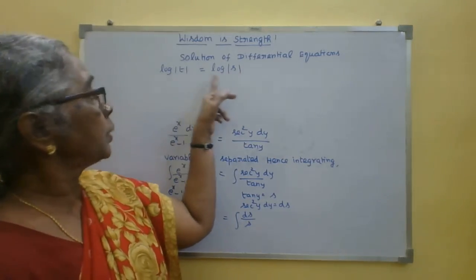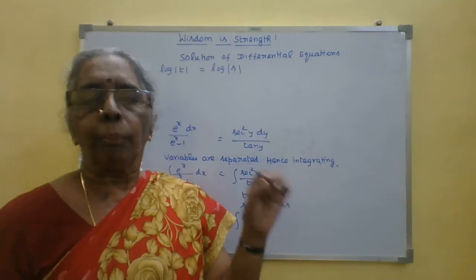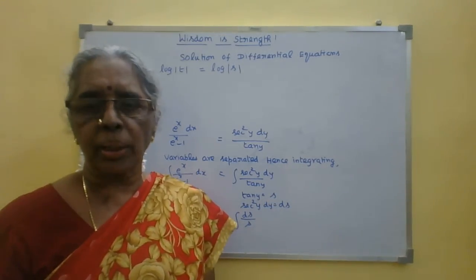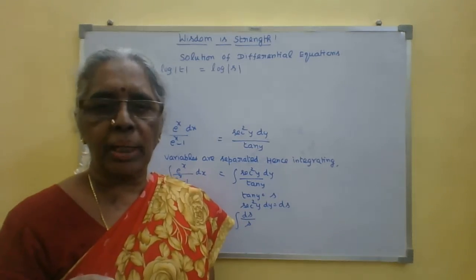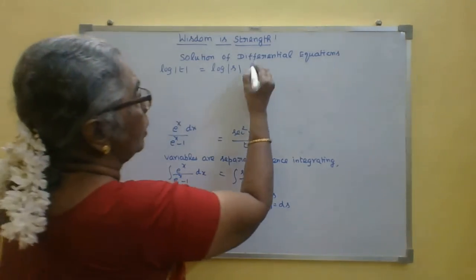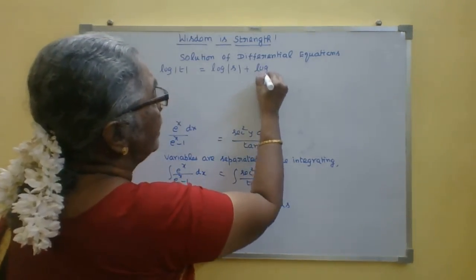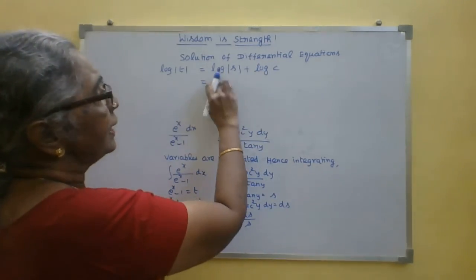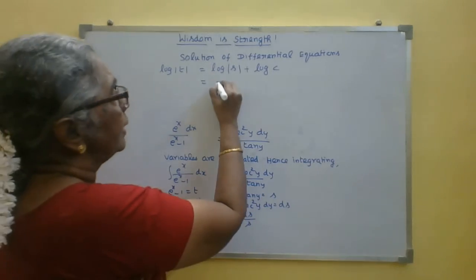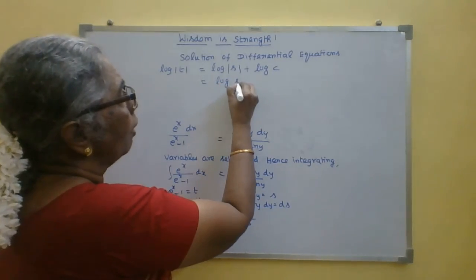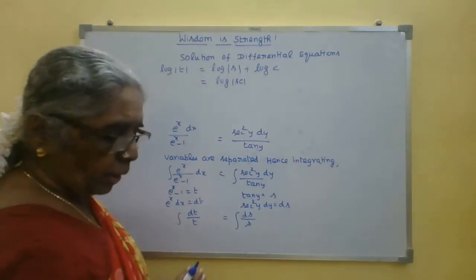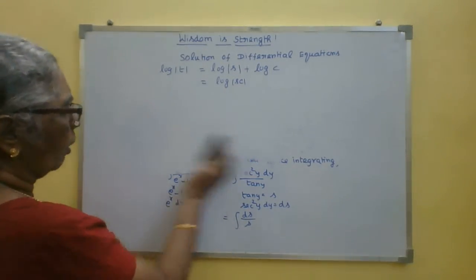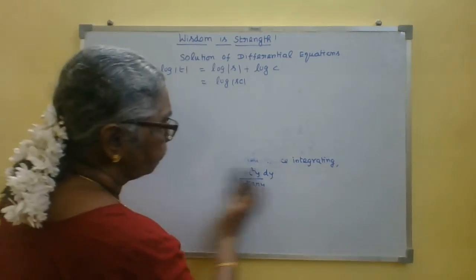Now, when the terms are in log, you better add one log c instead of c, because c is also a constant, and log c is also a constant. When all the terms are in log, you have to add only log c, so that you can simplify it a bit. Now it is like log a plus log b, so you will be getting log ab. So now you have log mod t is equal to log mod sc.